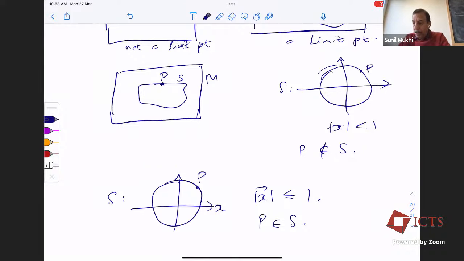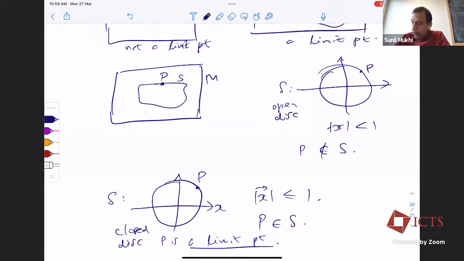So you see, these are two different things. The first one is an open disk. These are just examples. The definition I already gave you. I'm just trying to exemplify it. This is a closed disk. These are familiar words for such things. Now, in the second case, P is in S. So once it's in S, there's no need to ask if it's a limit point. It is a limit point.